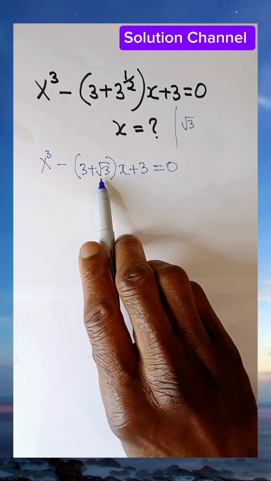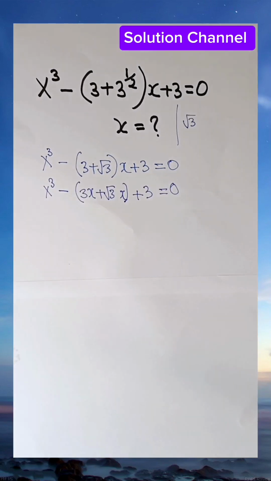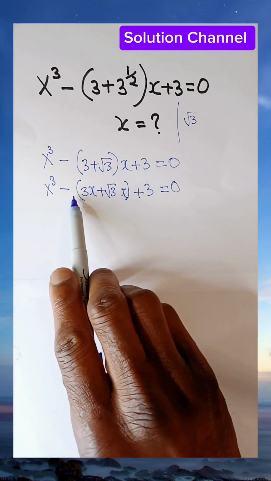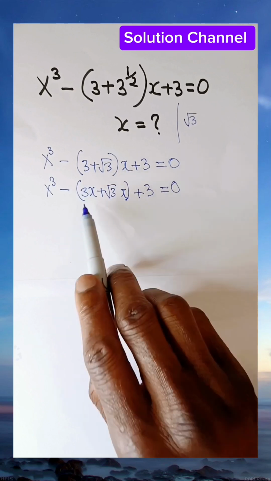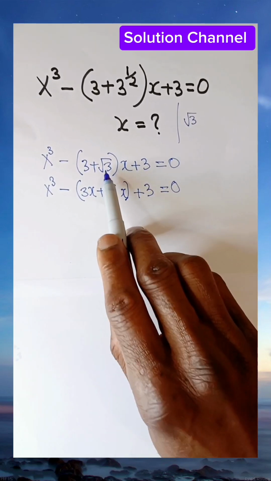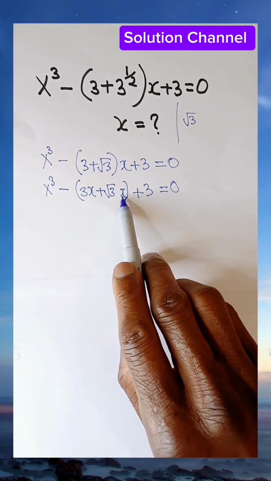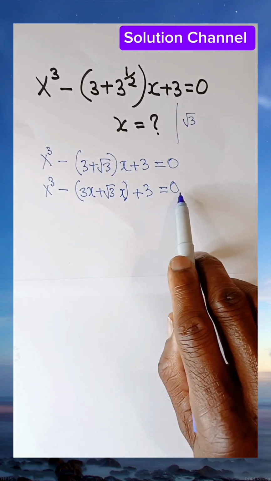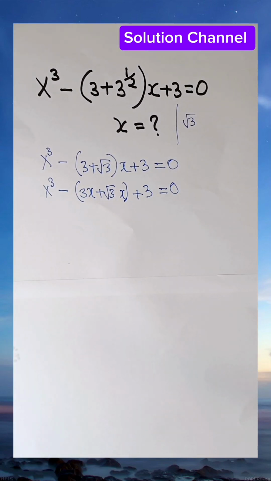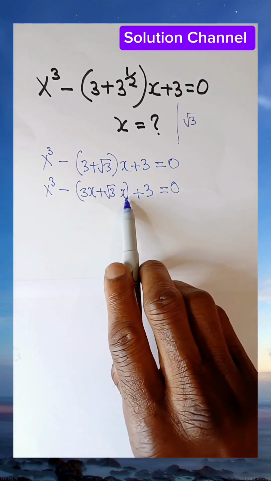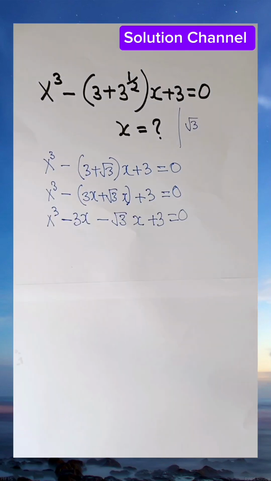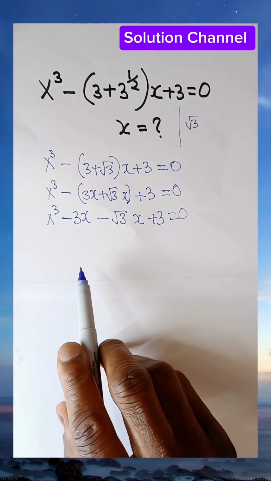Now let us multiply the numbers in the parentheses by x. This will give us x cubed minus 3x minus the square root of 3 times x, then plus 3 is equal to 0. Okay, now let us multiply the terms in the parentheses by minus. Now, what should we do next?